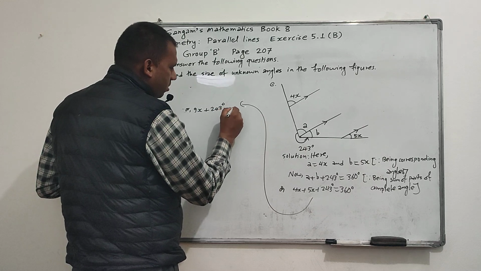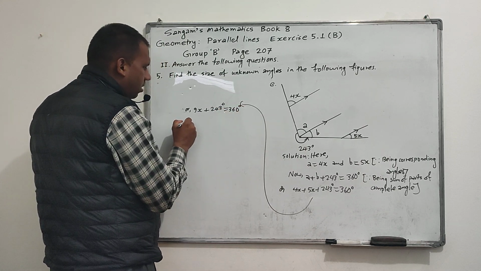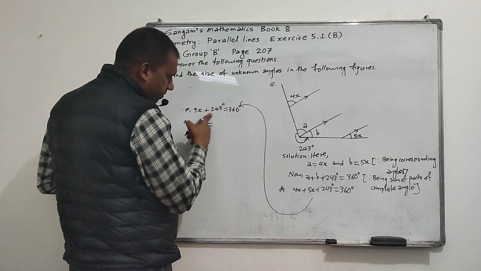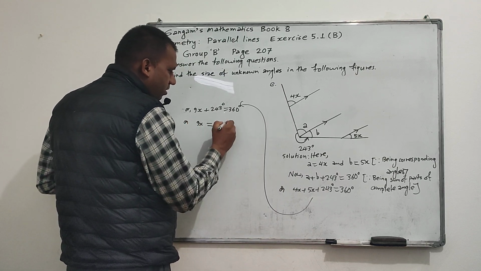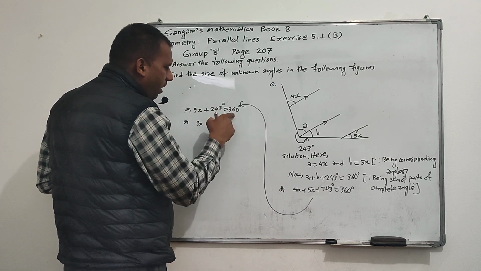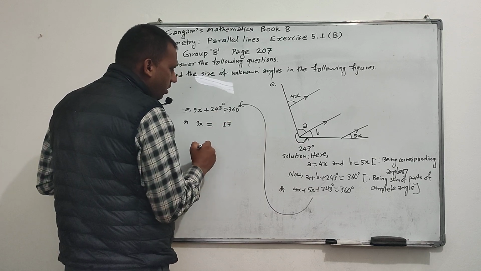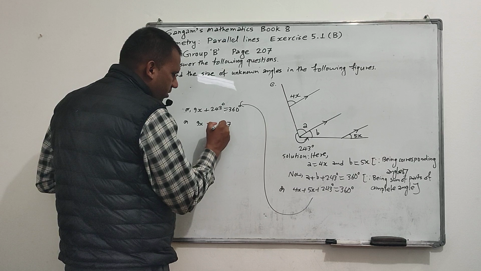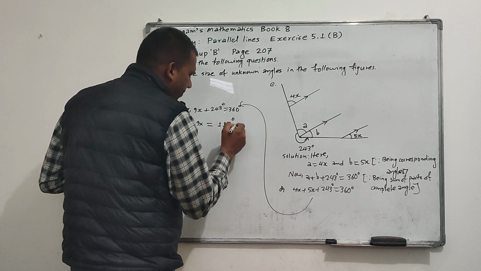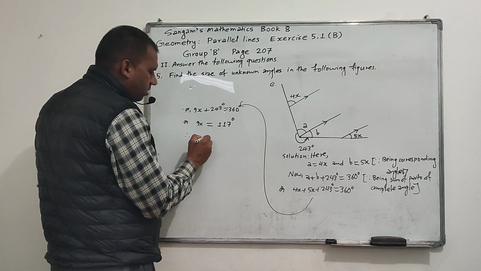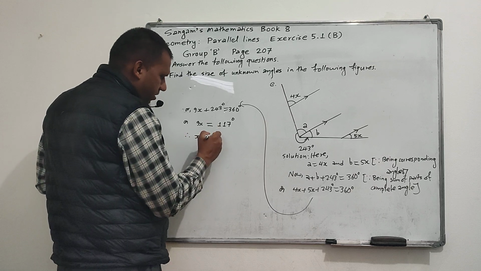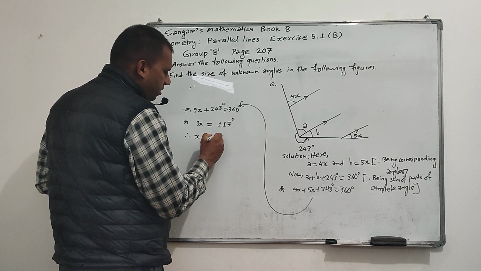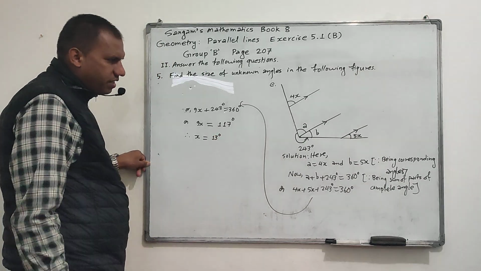equal to 360 degree, or 9x equal to 360 minus 243, that is 117 degree. Therefore, x equal to 117 divided by 9, that is 13. So, value of x is 13 degree.